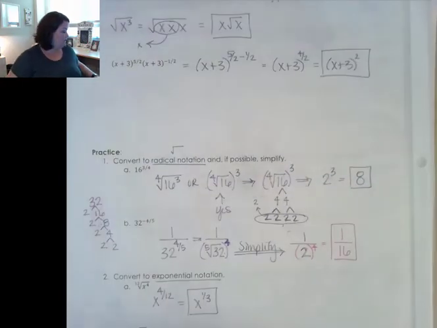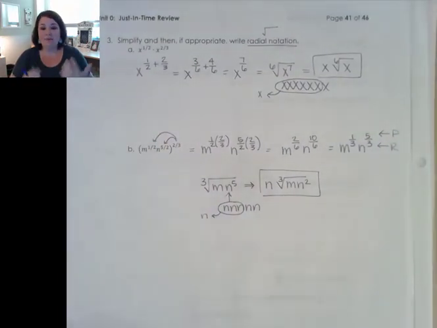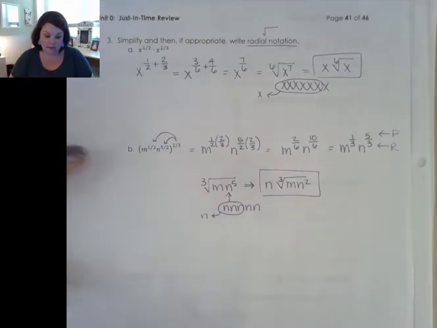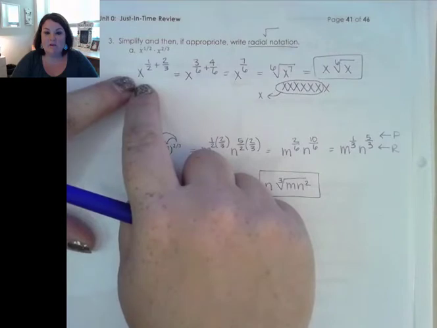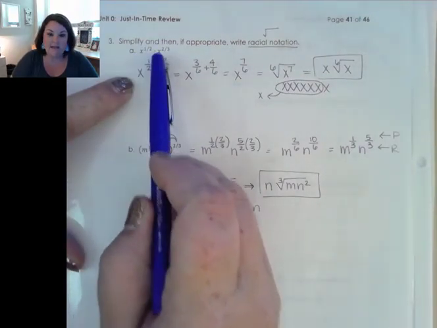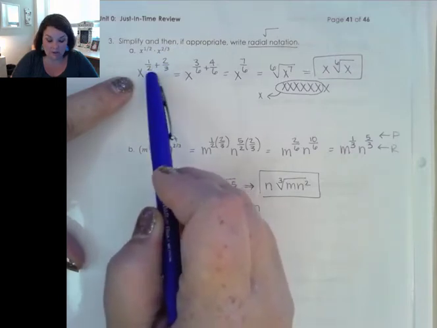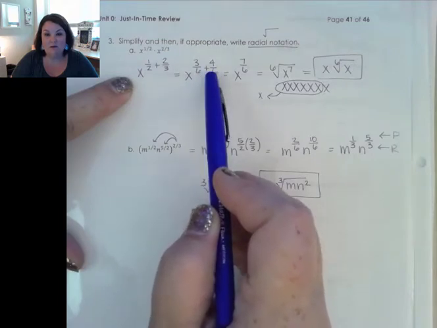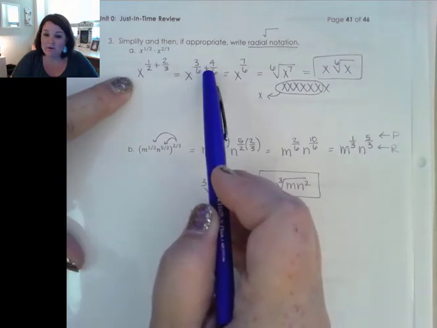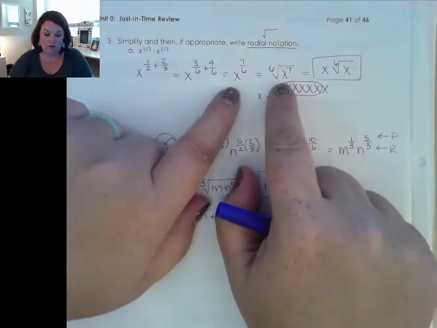All right. And then we have a couple more on the next page. So on the next page, we want to go ahead and simplify these, and then if possible, stick it into radical notation, okay? So on the first one, we have x to the 1/2 times x to the 2/3. Since they have the same base, we can combine the exponents. In order to combine the exponents, we need to write them with a common denominator. Once I have a common denominator on those exponents, I can combine them and write it in radical notation.